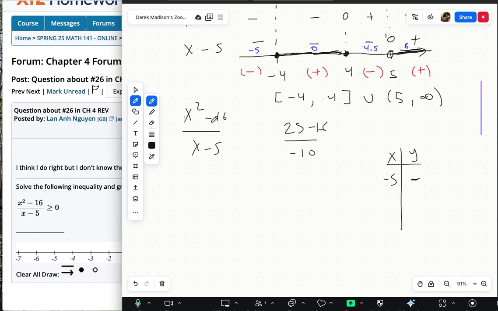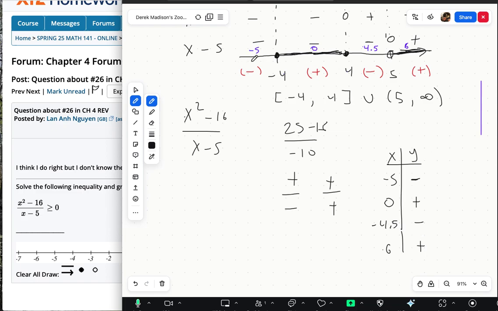If I throw 0 in there, I have negative 16 over negative 5. And so that would be a positive, because it's a double negative. If I threw 4.5 in, 4.5 squared is bigger than 16. So that will be a positive in the numerator, and 4.5 minus 5 would be a negative in the denominator. So that region is going to be negative. If I throw 6 in there, 36 minus 16 is positive, and then 6 minus 5 is also positive. And so that region, 6, will be positive.